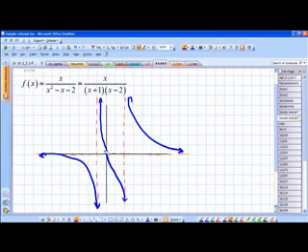So you get some asymptotes and some intercepts, and think about bigger or smaller, negative, positive, and you can get quite a detailed graph just from that.